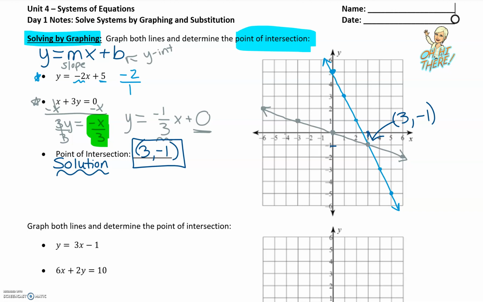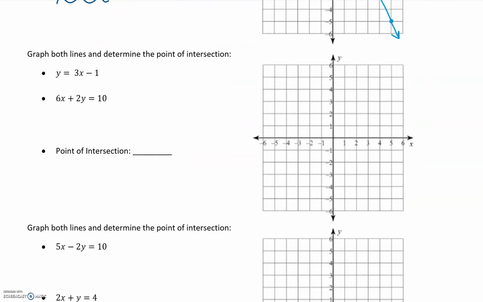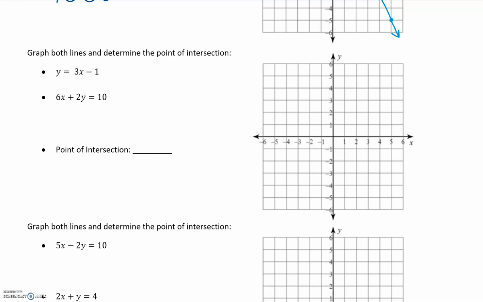Okay, let's go ahead and look at the next example. Okay, we've got to graph both lines, determine the point of intersection. So we're finding the solution to these two equations, a system of equations. That just means we have more than one equation. So if you look, the first one is already in slope-intercept form.